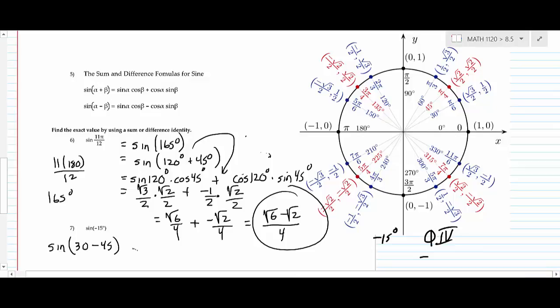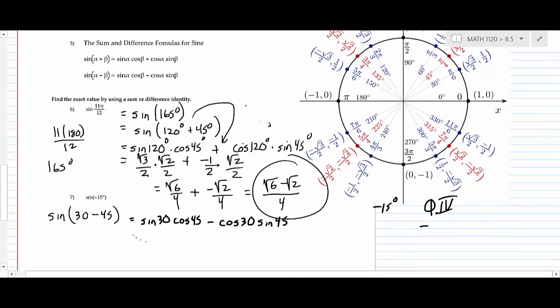All right, I'm going to go ahead and write this out then. So you should have sine 30, cosine 45, and then same sign, so that's minus. Then do it backwards, do cosine of 30 times sine of 45 like that, okay? Go to your unit circle. Sine of 30 is 1/2. Okay, cosine of 45 is root 2 over 2. Cosine of 30 is root 3 over 2. Okay, sine of 45 is the y value, so that's root 2 over 2 like that. So that's what you should get.